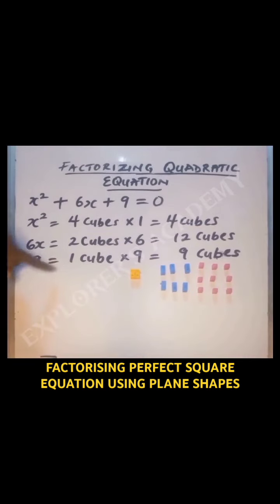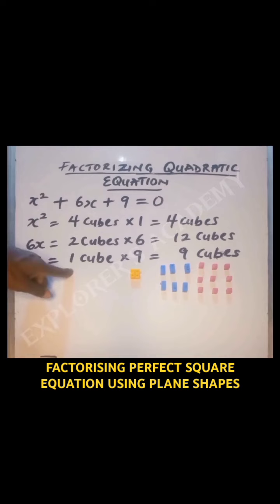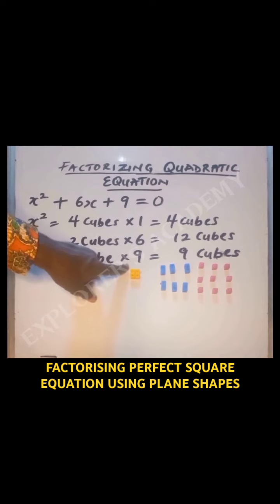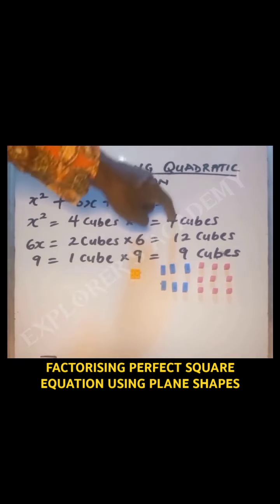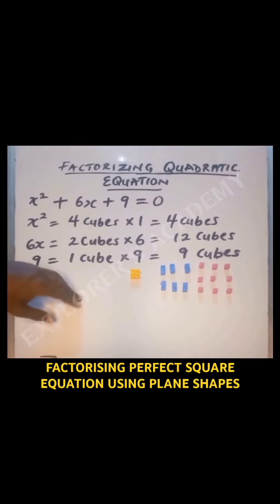Then we have the constant. We have 1 cube representing each constant, and then we have a constant of 9. That is why I'm multiplying the single cubes by 9. So we have a total of 4, 12, and 9 single cubes to be used. So we'll begin our calculation.